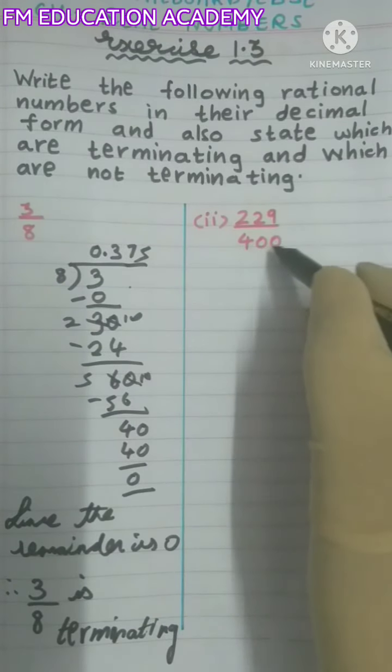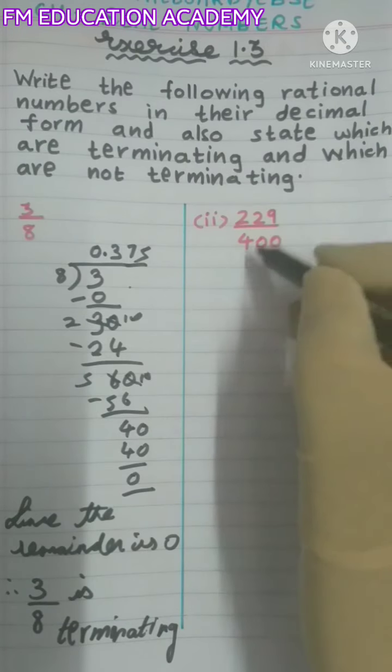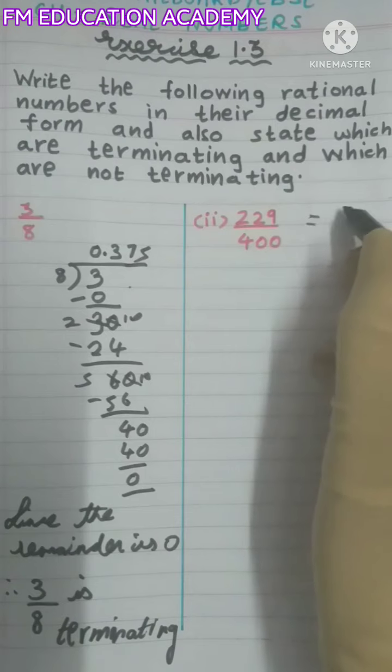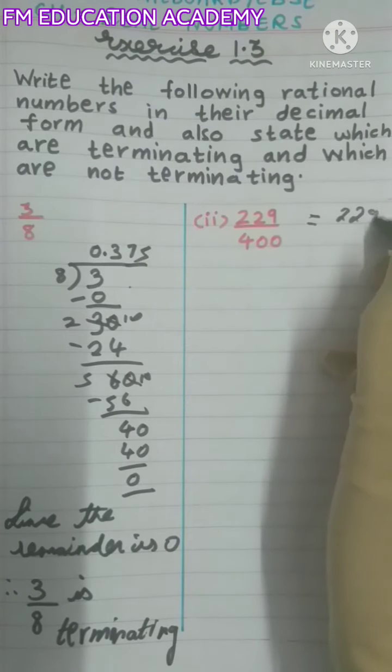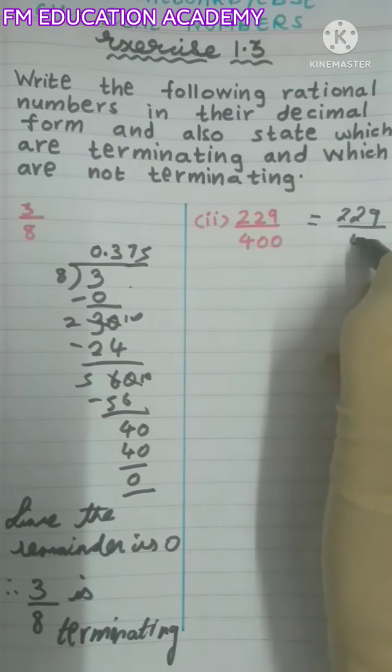Remember, you have 2 zeros here. So first we can remove these 2 zeros. How to remove these 2 zeros? This can be written as 229 by 4.